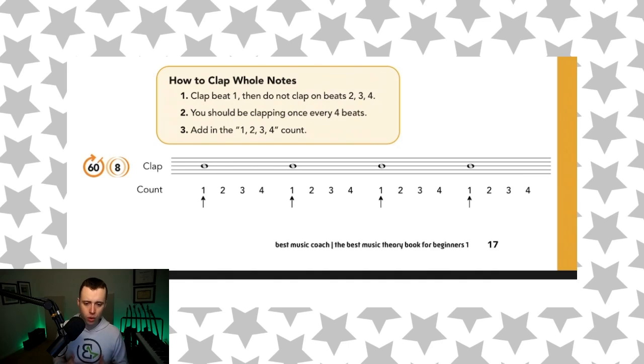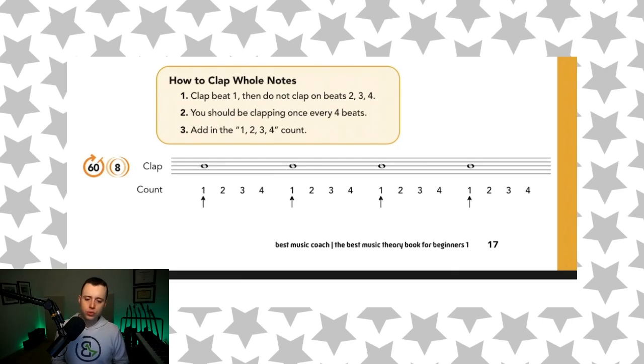1, 2, 3, 4. And then you're going to clap on 1, you're going to skip 2, skip 3, skip 4. You're going to clap on 1, skip 2, skip 3, skip 4. And then once you're comfortable clapping on 1, skipping 2, 3, 4, then you're going to count 1, 2, 3, 4 as you do it.